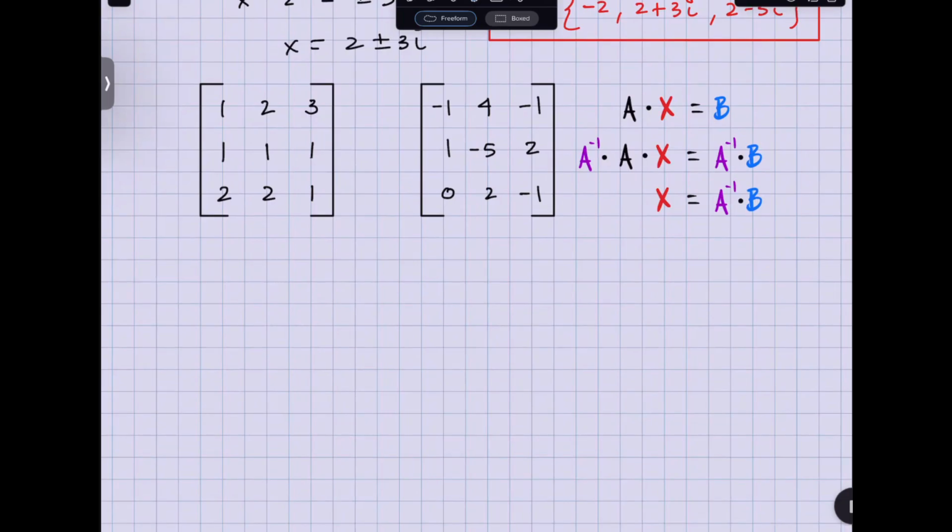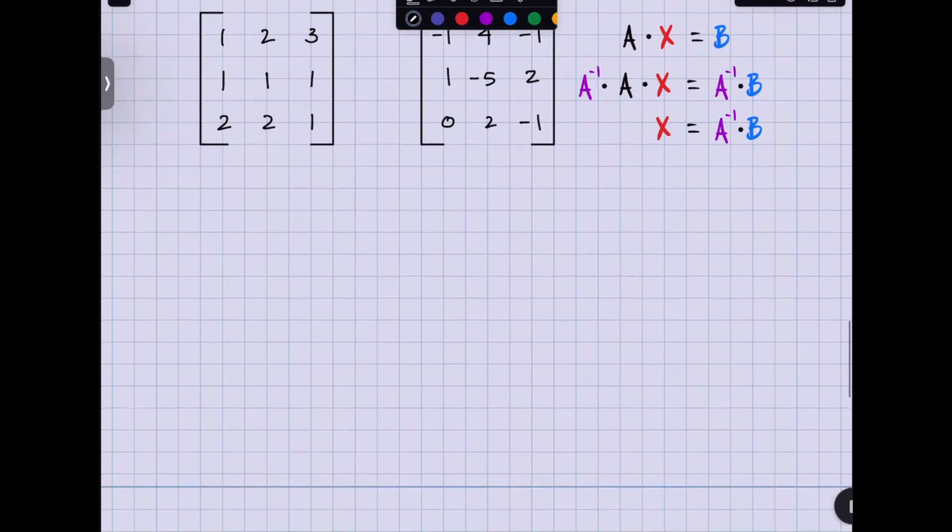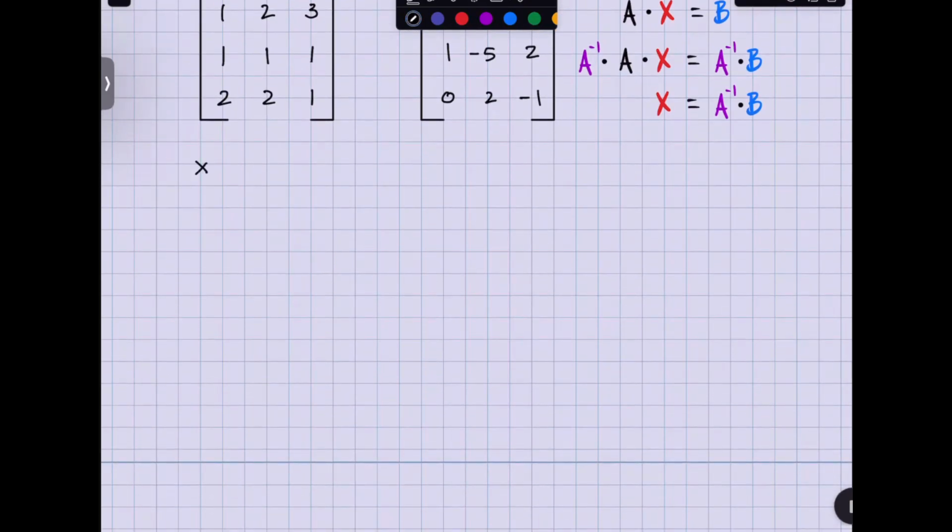Do you remember what that was talking about? So you know where this matrix came from, right? That matrix came from x plus 2y plus 3z equals 8, and then x plus y plus z equals negative 4, and 2x plus 2y plus z is equal to 11. So that's where that came from, right?